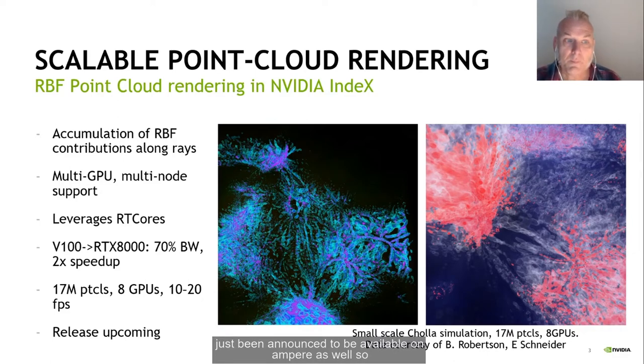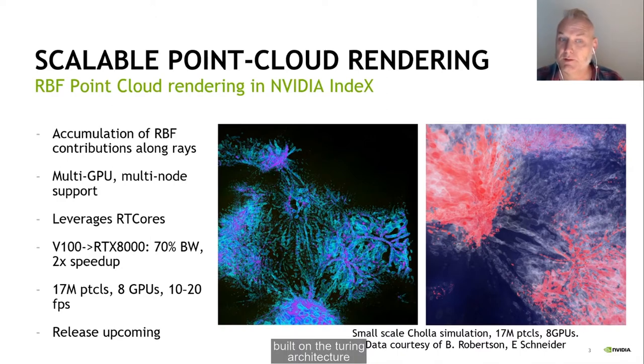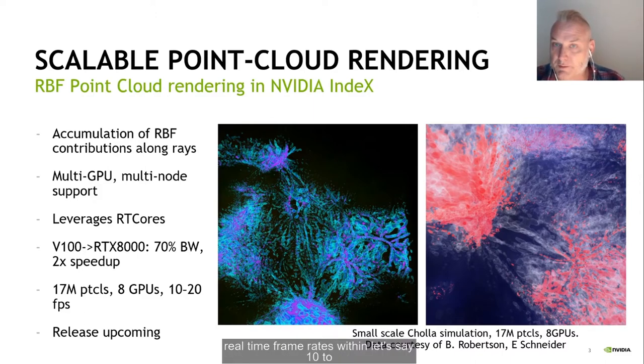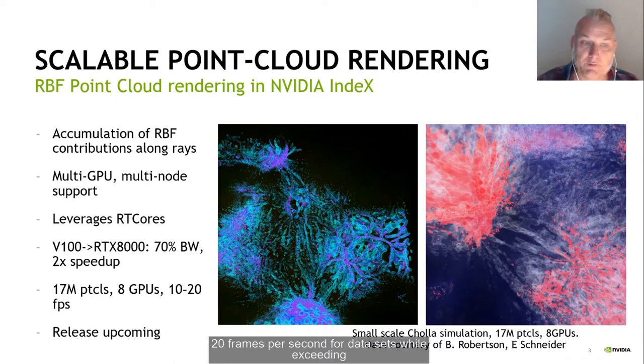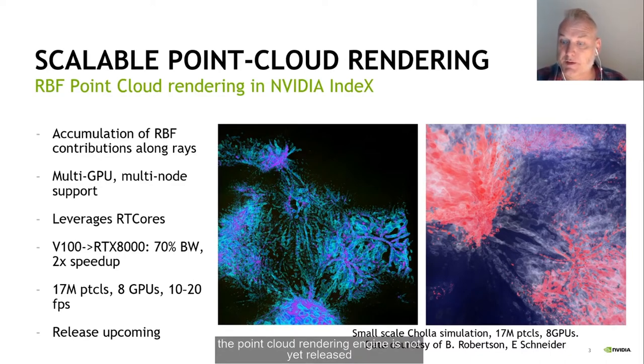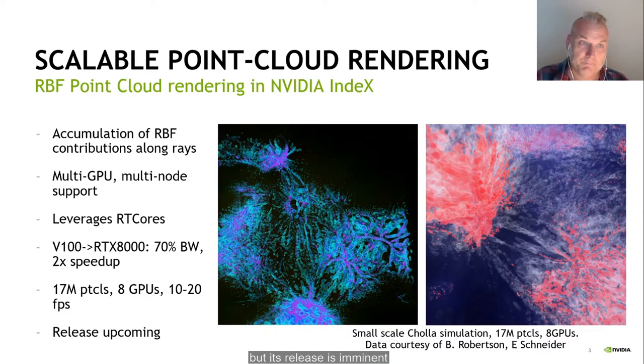and have just been announced to be available on Ampere as well. One of the benefits is that when you go, for instance, from a V100 GPU built on the Volta architecture to an RTX 8000 GPU built on the Turing architecture, we see about a 2x speedup for these point cloud renderings, despite the fact that the RTX 8000 has only about 70% of the total bandwidth. As a consequence, you can get to real-time frame rates within, let's say, 10 to 20 frames per second for data sets well exceeding 10 million particles. The point cloud rendering engine is not yet released, but its release is imminent.